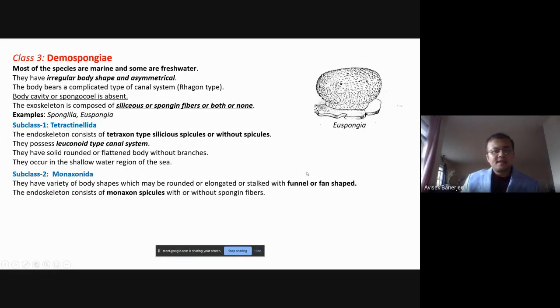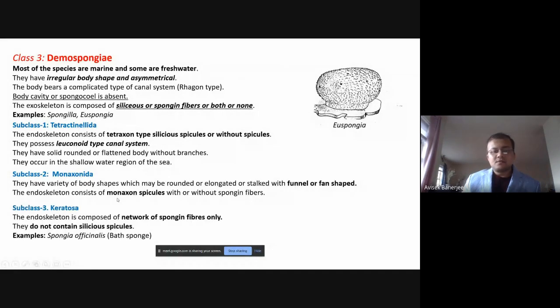The next subclass is Monoaxonida. Monoaxonida means they have monoaxon spicules. So these are very, very interesting. With the name of the subclass, you can actually find the characteristics, and that's how it can be easy for you to remember. Tetractinellida means 4, Monoaxonida means just one, monoaxon spicules. And the third subclass is Keratosa. They don't contain siliceous spicules. They just have only spongin fibers.